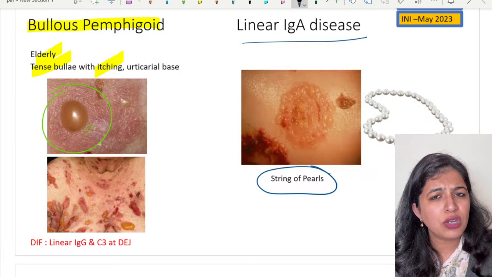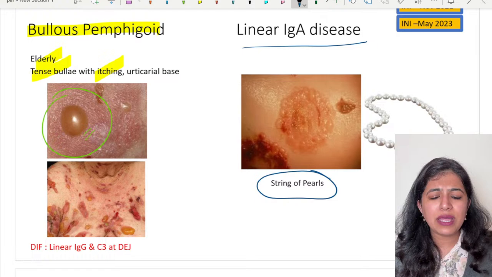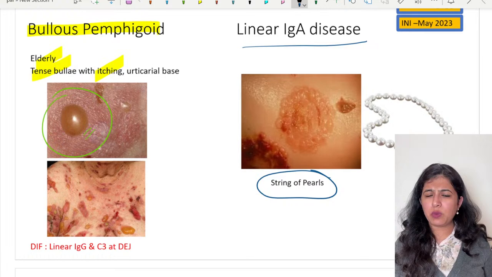Then there is another subepidermal disorder which is called dermatitis herpetiformis. Only two things you have to remember with dermatitis herpetiformis.